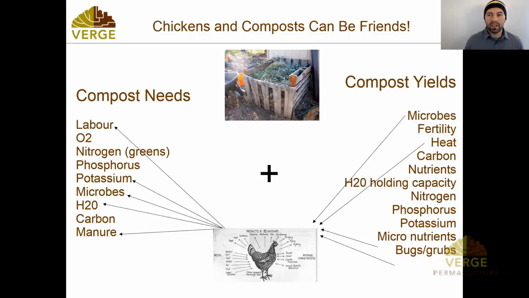So we need to look at how to integrate these things, and we can see that the chickens want a lot of what the compost has to offer, and the compost wants a lot of what the chickens have to offer. Now, I need to give you guys another saying to think about, and this is really important. It's one of the most important sayings in permaculture, in my opinion, and that is, we want to do 100 hours of thinking for every hour of doing.